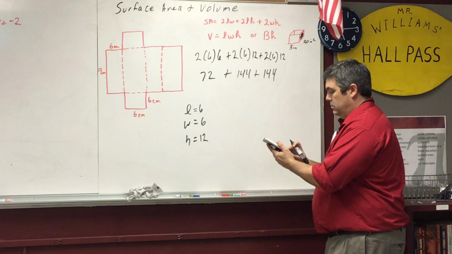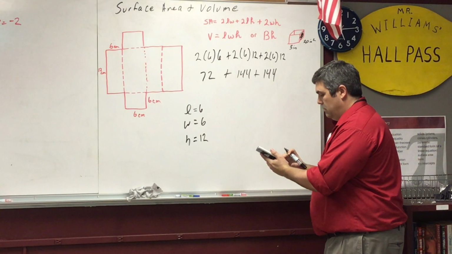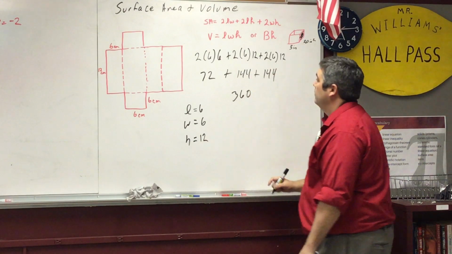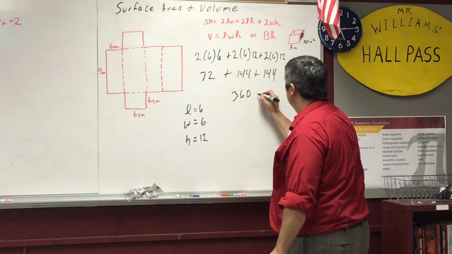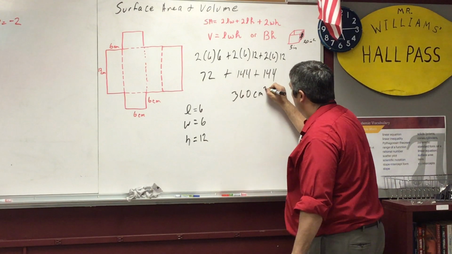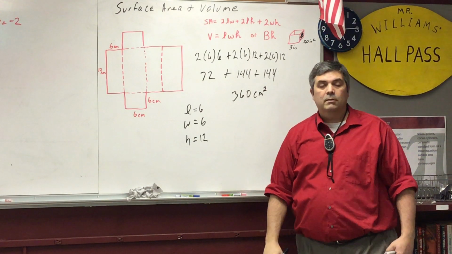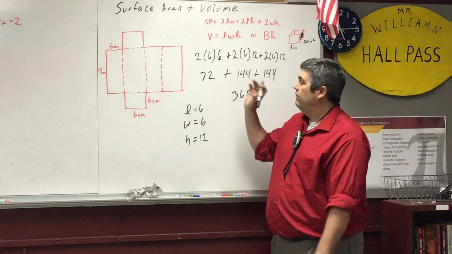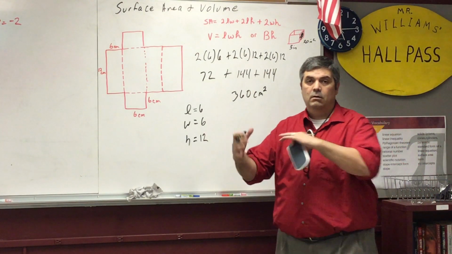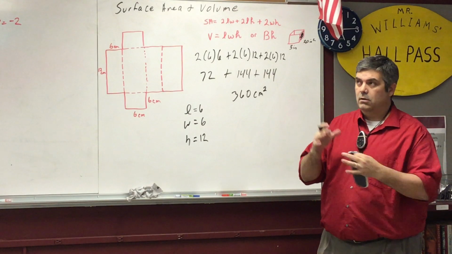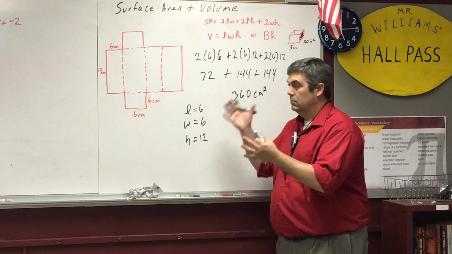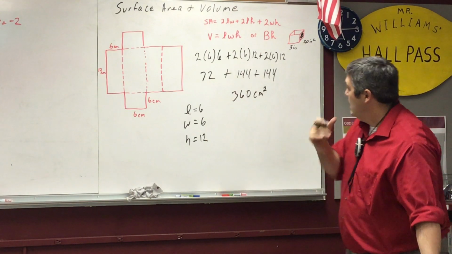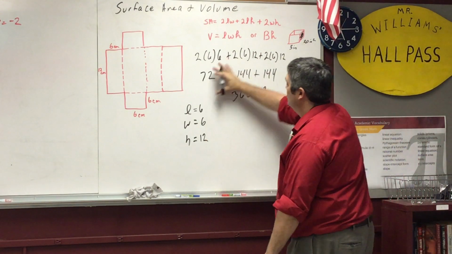That's 360 centimeters squared, because when you're talking about area, you're talking about how many 1 by 1 squares fit along the outside of that shape. All right, so that's what you're talking about.